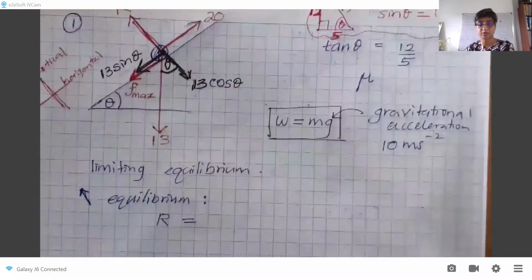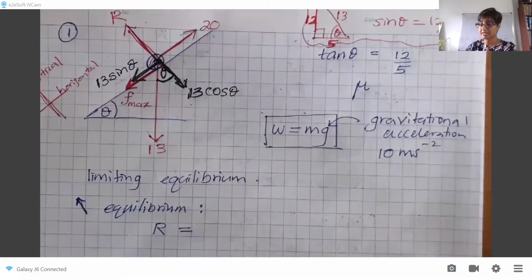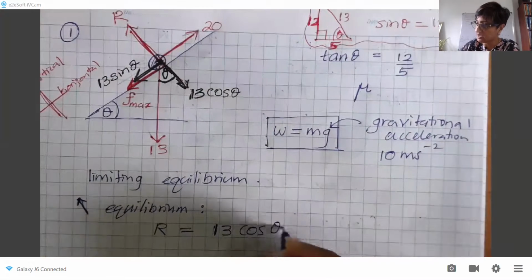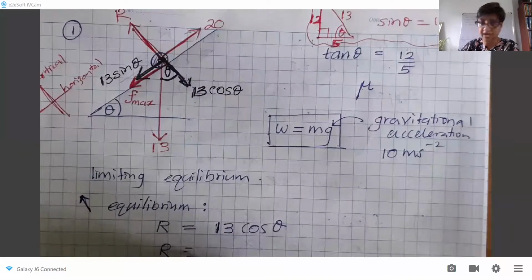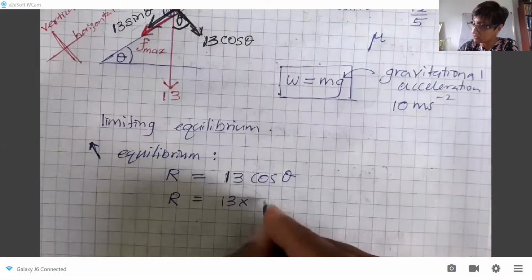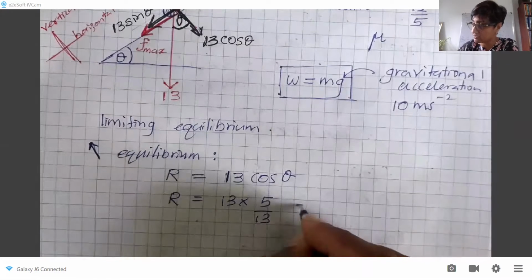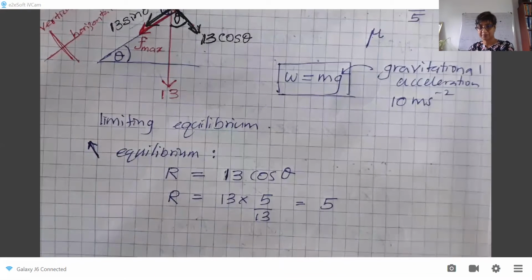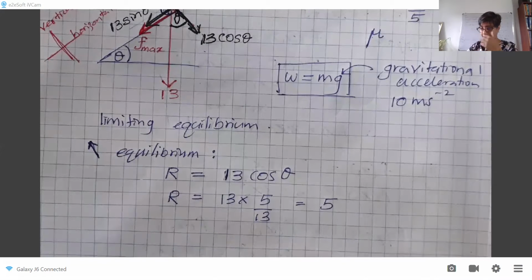Now, let me come back to vertical equilibrium. R is equal to the vertical component of weight, that is 13 cos theta. I will first write 13 cos theta, and then in the next line, I would apply cos theta. 13 times cos theta, which is 5 over 13. This gives me what R is. Normal reaction force is 5.